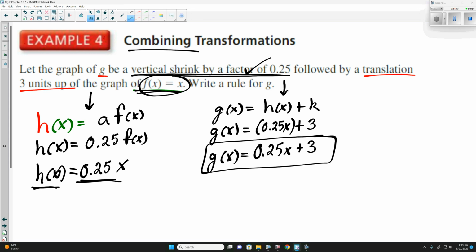Who came in the sentence first? As you read the sentence, let g be a vertical shrink of 0.25. It showed up first, so it's going first. Then, a translation 3 units up.